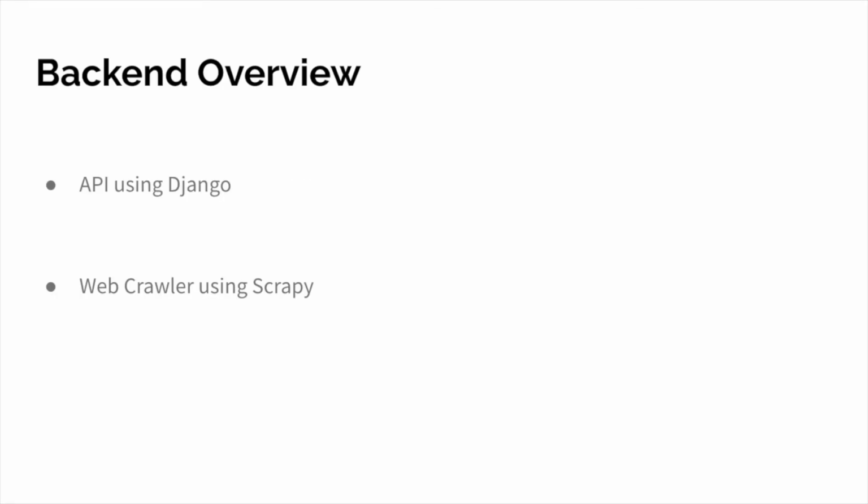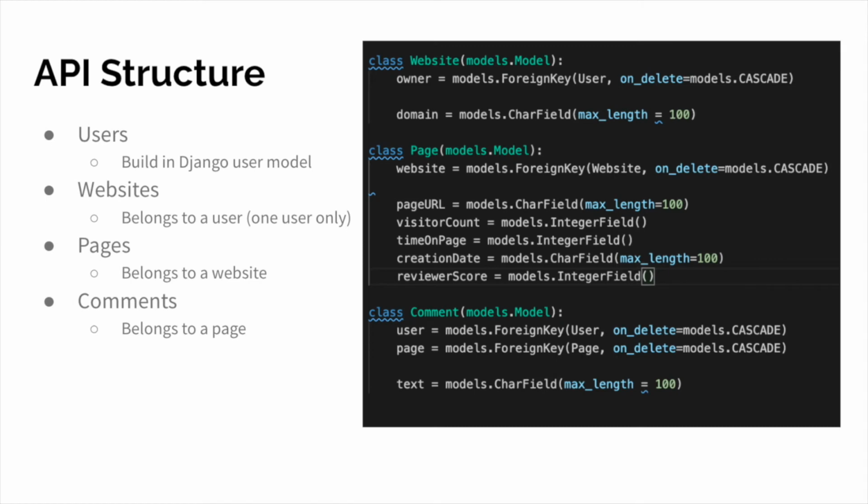Hi, I'm Darby, and I'll be talking through the back end of our project. To give a quick overview, we used Django to build an API, and then we used Python and the Scrapy framework to make a web crawler to crawl the websites and get our data. For the API structure, we have 4 endpoints: users, websites, pages, and comments.